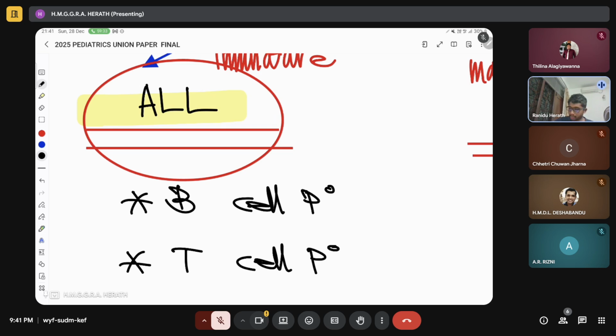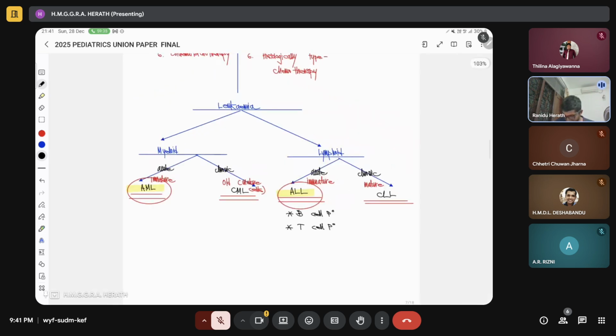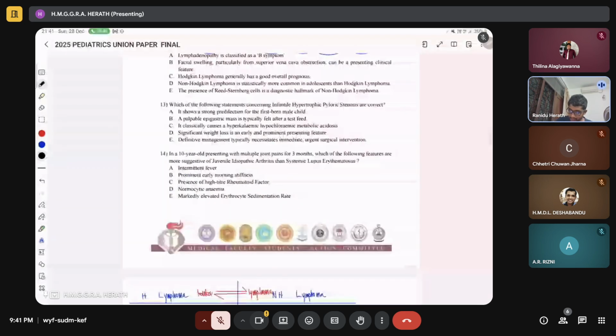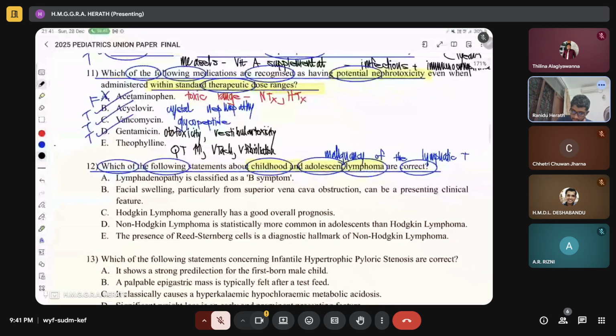So these are the types that you need to know, and if you know up to now, this is enough. This is the same kind of classification of leukemia in adults. So you need to know this for both medicine and PED. So with that in mind, we'll go to the questions today.